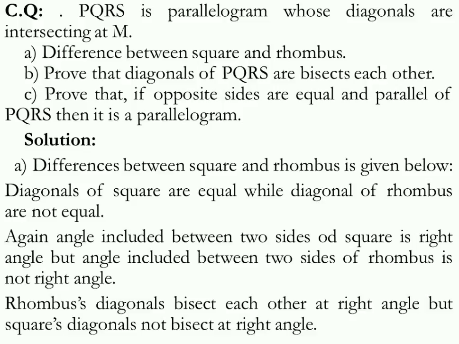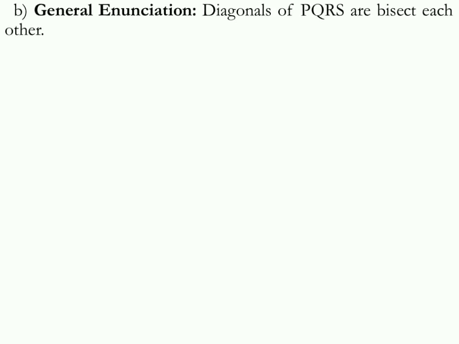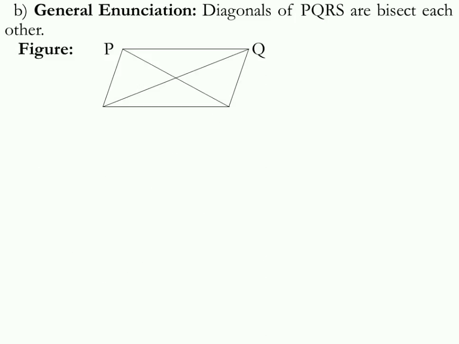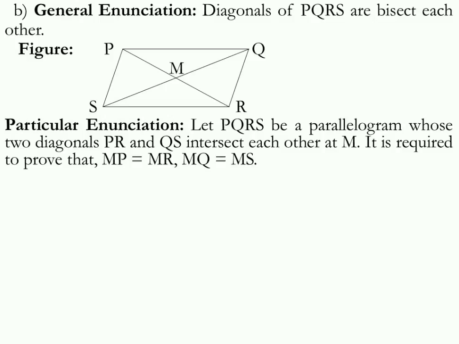Now let us move to the second question. We have to prove that diagonals of a parallelogram bisect each other. Here is the general enunciation: diagonals of PQRS bisect each other. For that we need to draw this figure. Here PQRS is the parallelogram and the diagonals PR and QS intersect at M. So here is the particular enunciation: PQRS is a parallelogram whose diagonals PR and QS intersect each other at M. It is required to prove that PM equals RM and QM equals SM.